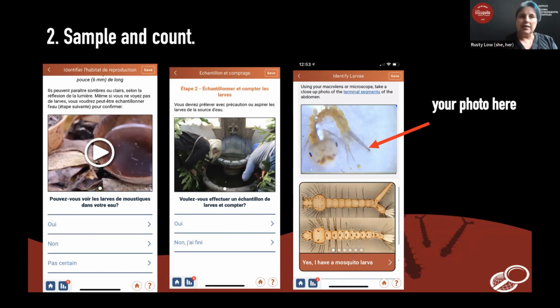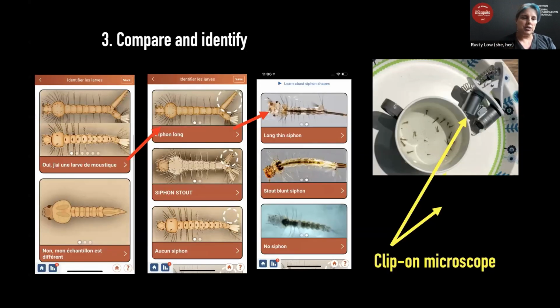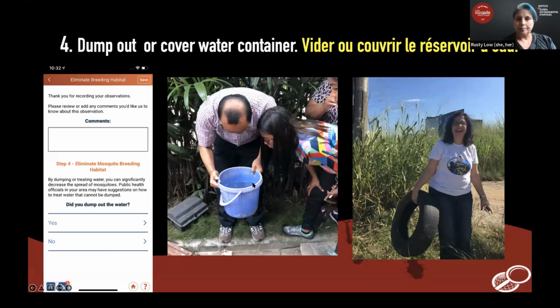And so it's pretty easy to use. Here are some examples of some of the pictures. You can look at the diagrams. You can look at actual photographs. You can photograph with this little clip-on microscope you can get from your favorite online store. They cost between $5 and say $8, so they're very inexpensive, and they turn any phone into a macro lens camera that allows you to get the incredible detailed photos that we need. And then last, dump out the water.